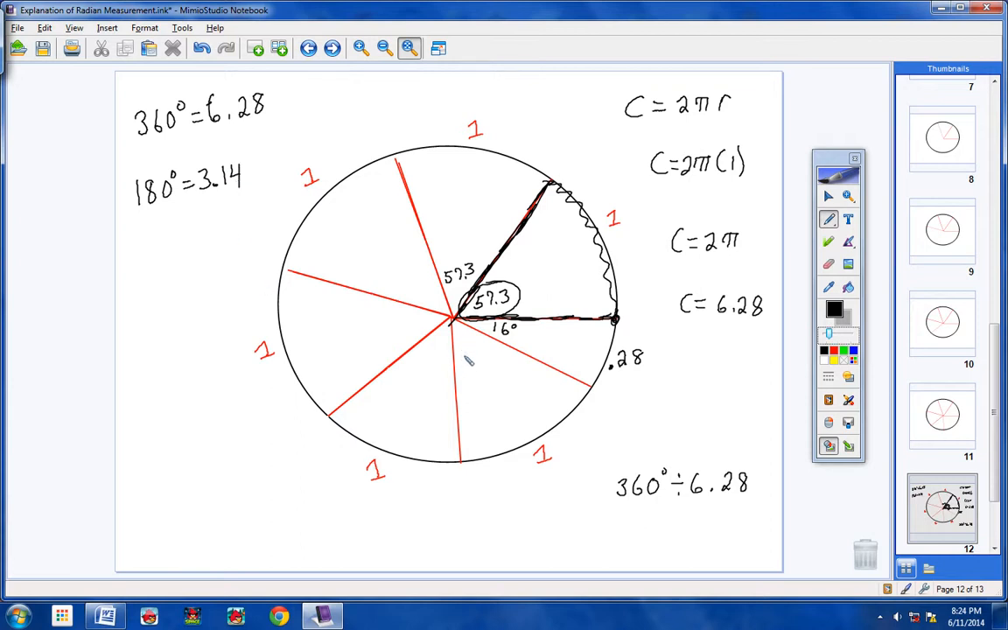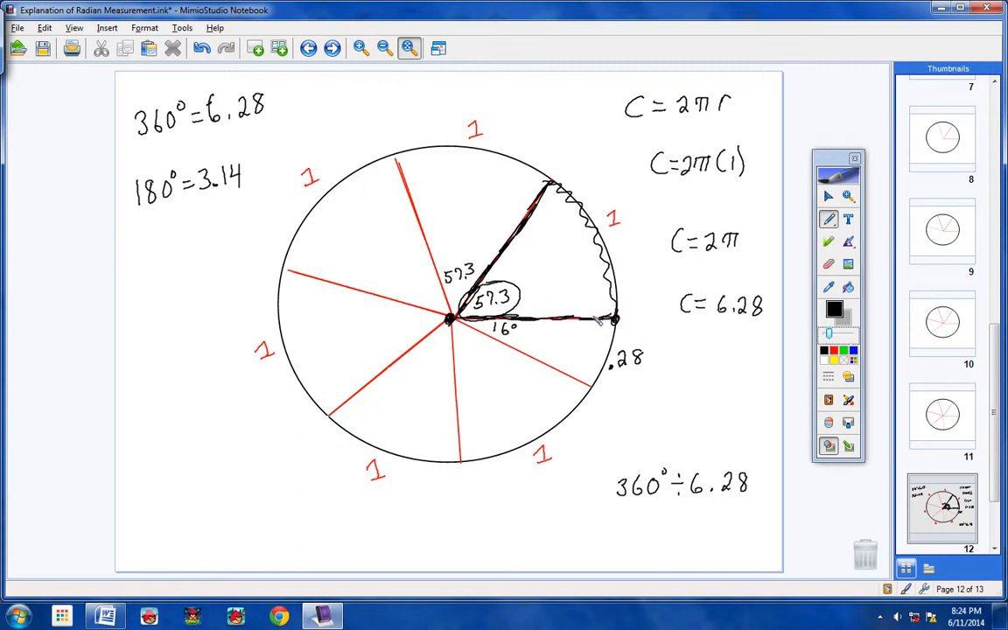Okay? So that's not easy to understand, or to explain to someone, but I think you can kind of see where we're getting the 57.3 degrees from, okay? 360 divided by 6.28, because that's the whole circumference going around the circle.